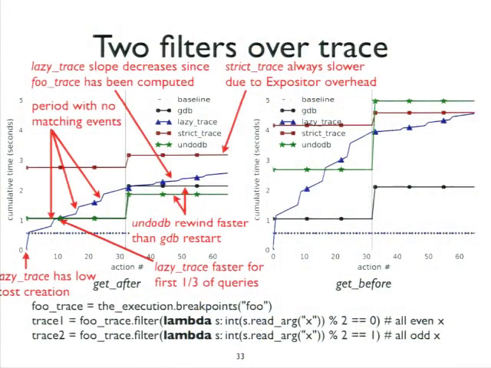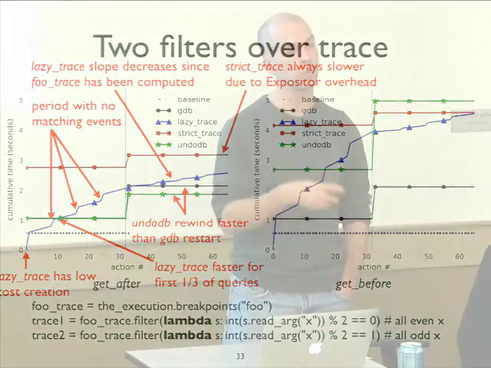Finally, notice that the strict Expositor trace up here is always worse than the lazy trace. So forcing all the computation is a worse thing to do. And then finally, reverse execution is slower than forward execution. And so that's why this graph looks basically the same, but it's just stretched upwards, because running backwards is slower than running forwards. But the same trends apply.